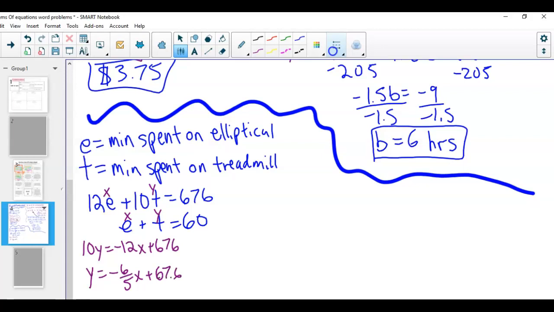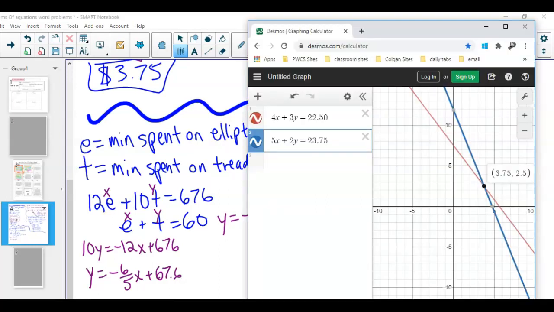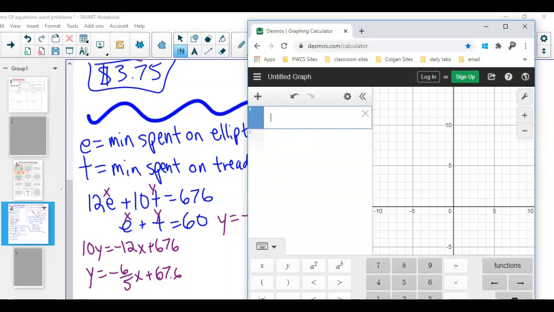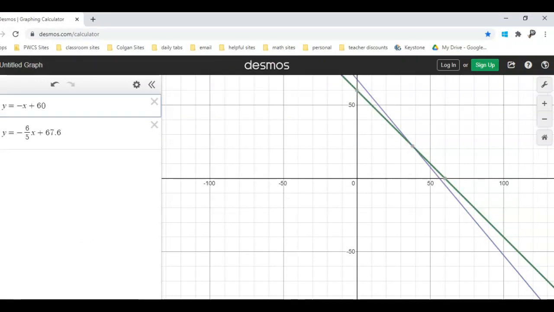And then the other one would be y equals negative x plus 60. And I could graph both of those. What's going to happen when you graph this, because we have such big numbers, is that you're going to have to zoom out to find where they actually intersect. So I'm going to start zooming out, and now I see my two graphs, and I just click on the point where they intersect, and that's at 38.22.